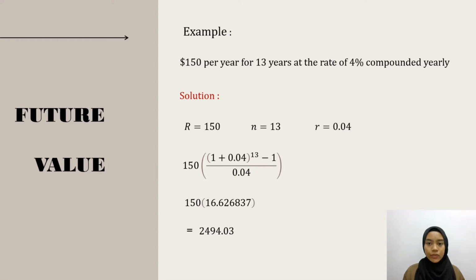$150 per year for 13 years at the rate of 4% compounded yearly. So the solution is R is 150, n is 13 and i is 0.04. So put it into the formula: 150 times [(1 plus 0.04) to the power 13, minus 1] over 0.04, and we get 150 multiplied by 16.626837, and the final answer for the future value of an annuity is 2494.03.